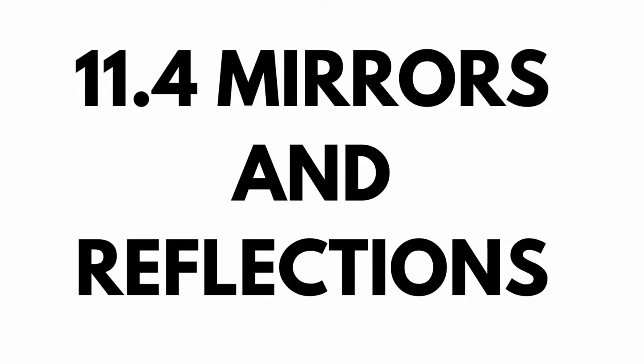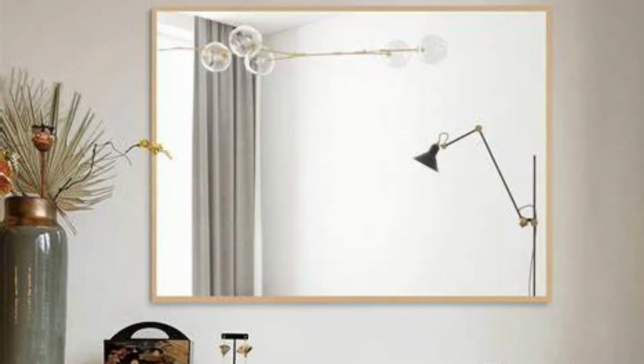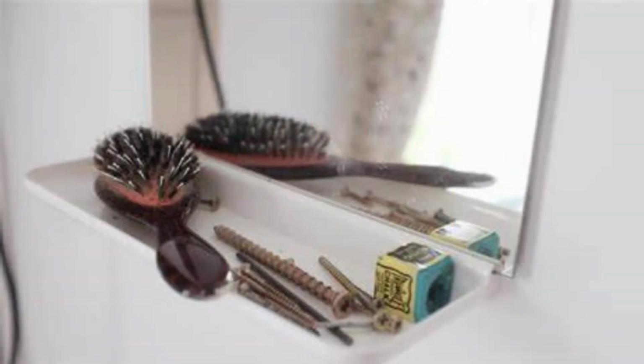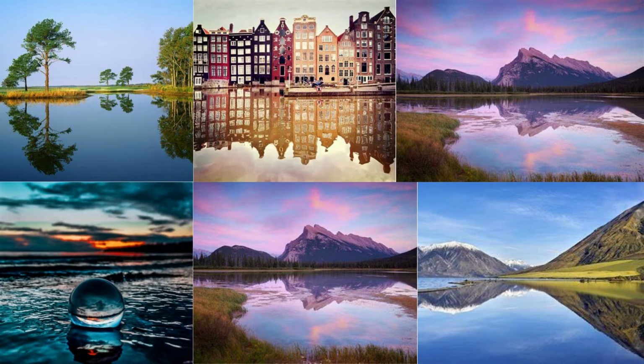Mirrors and reflections. We all use mirrors at home. You look into the mirror and see your own face inside the mirror. What you see is a reflection of your face in the mirror. We also see reflections of other objects that are in front of a mirror. Sometimes we see reflections of trees, buildings, and other objects in the water of a pond or a lake.